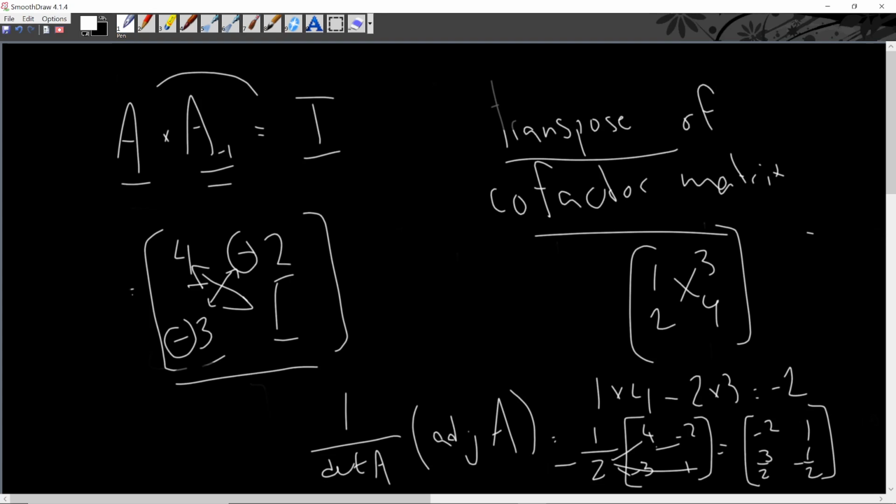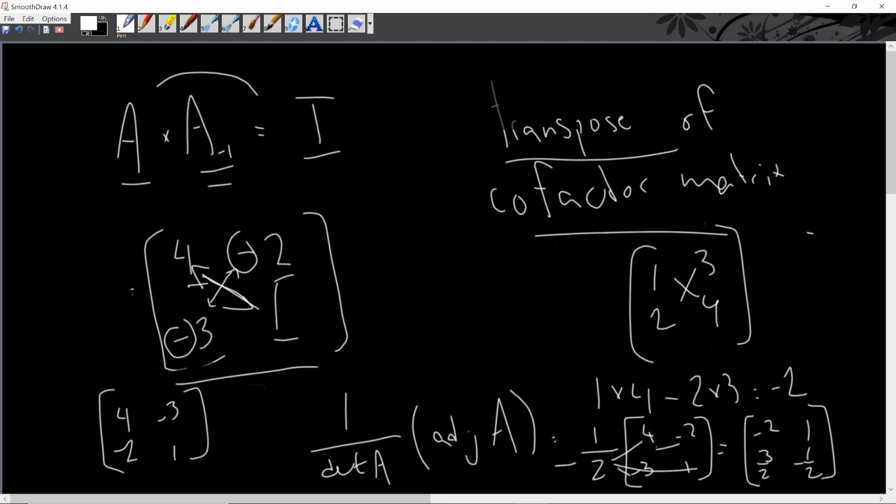This is the cofactor matrix, right? We did the cofactors. We did negative 1 to the power of i plus j times the minor of every single element. And we have to do the transpose now. So transpose, again, we have to keep the diagonal the same. It's going to be 4 and 1. And then we have to flip every other element. So this is going to be 4 and negative 2, negative 3.